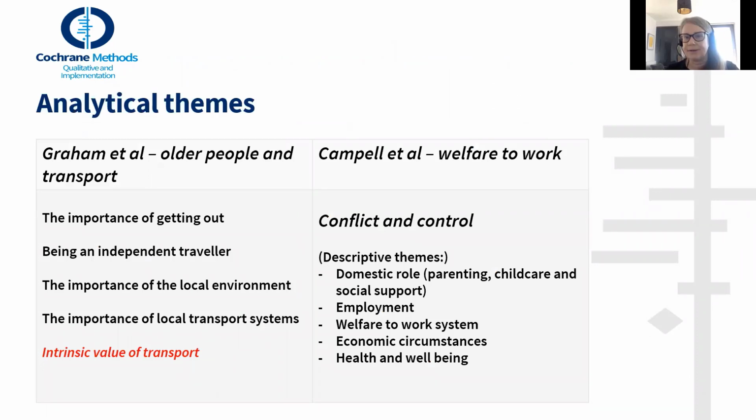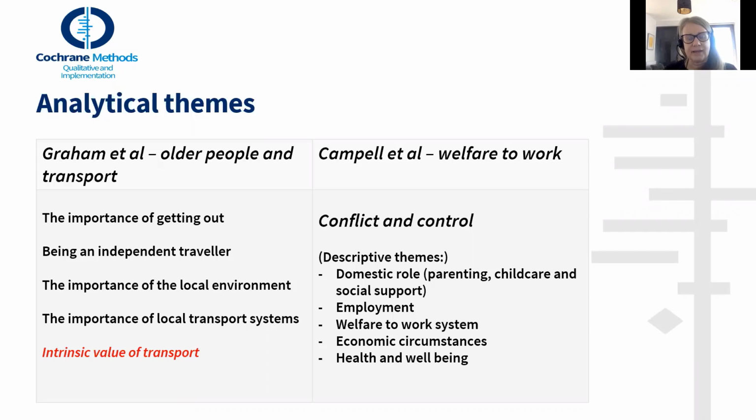The other two reviews gave a much more narrative description, so they didn't attempt to summarise their findings within a figure or a diagram, but took us through them narratively. So here, from Graham et al., on the left-hand side, they identified 4 analytical themes: the importance of getting out and about for older people, being an independent traveller, and then the local environment and local transport systems, and how they could impact on the importance of getting out and about and being an independent traveller.